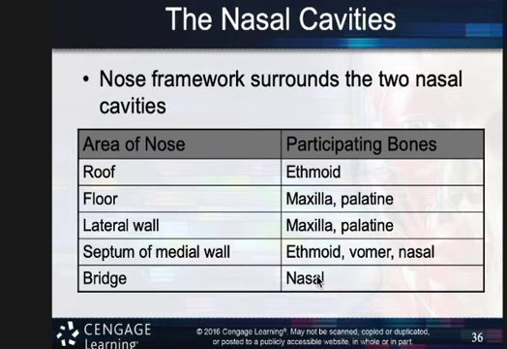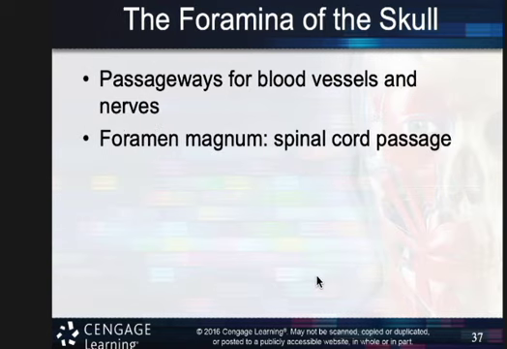The nose framework surrounds the two nasal cavities. The roof is made up of the ethmoid bone. The floor, the maxilla and palatine bone. The lateral wall, the maxilla and the palatine bone. Palatine bone makes up the back third of the hard palate, the upper jaw. The septum of the medial wall is made up of the ethmoid bone on the top of the nasal septum, the vomer on the bottom, and the nasal bone, which makes up the bridge of the nose, as well as portions of the septum.